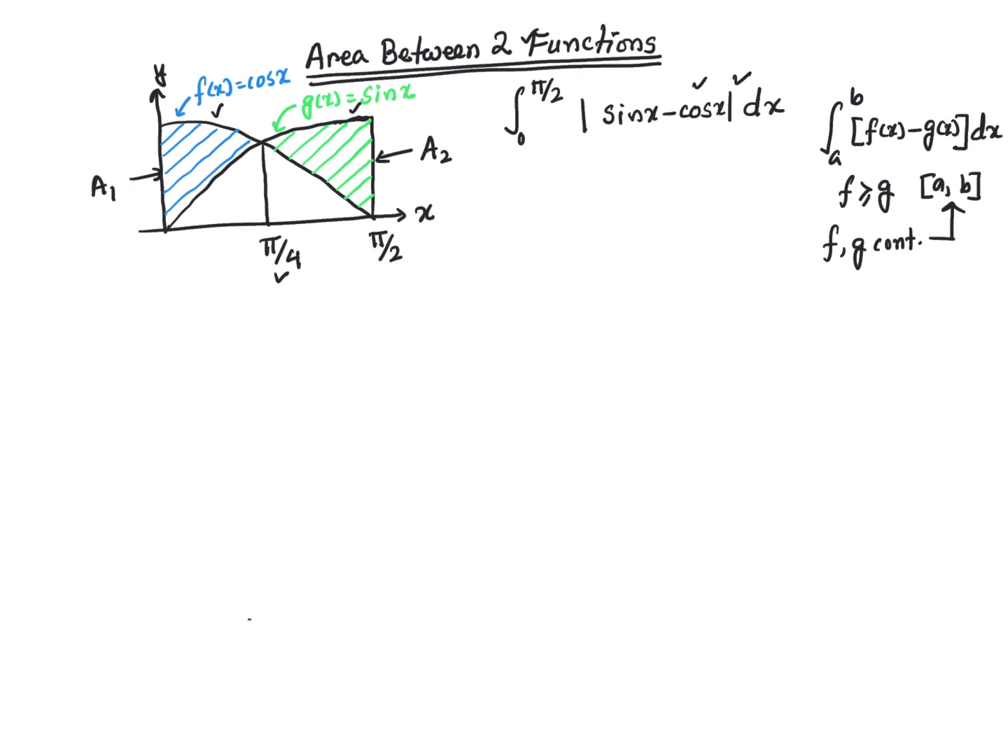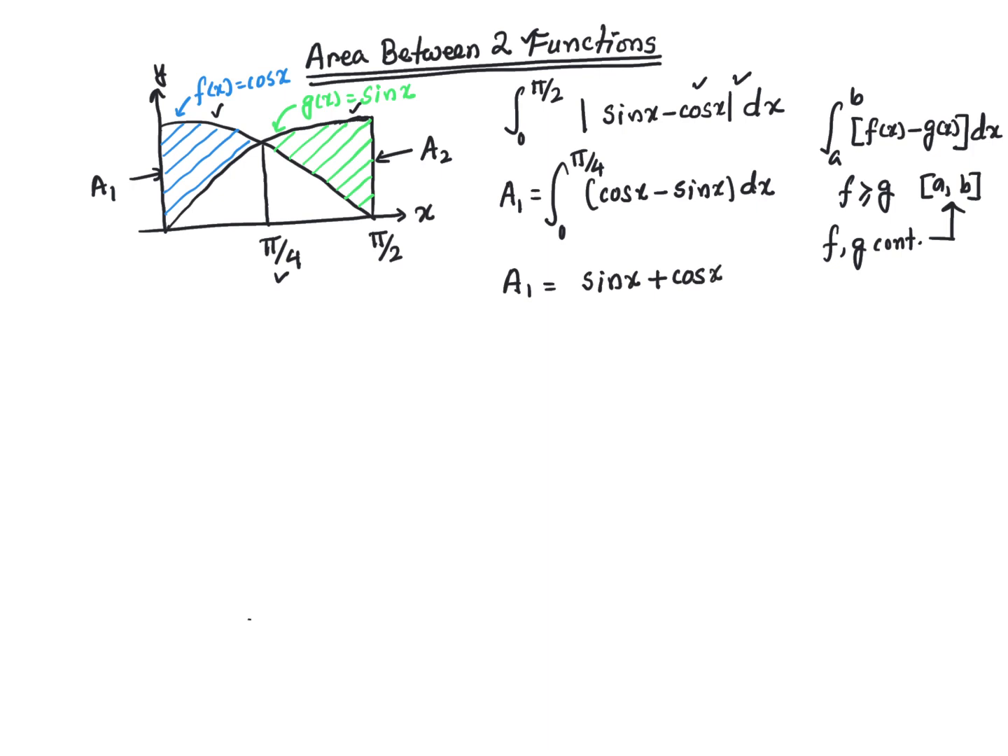Now we are going to find the area 1. So area 1 is going to be integral 0 to pi over 4 cosine of x is bigger here minus sine of x dx. And then we are going to find the area 2 where cosine and sine are going to switch places. So let's find the area 1, which is going to be integral of cosine of x is sine of x, and integral of sine of x is negative cosine of x. So negative and negative is going to make it positive.